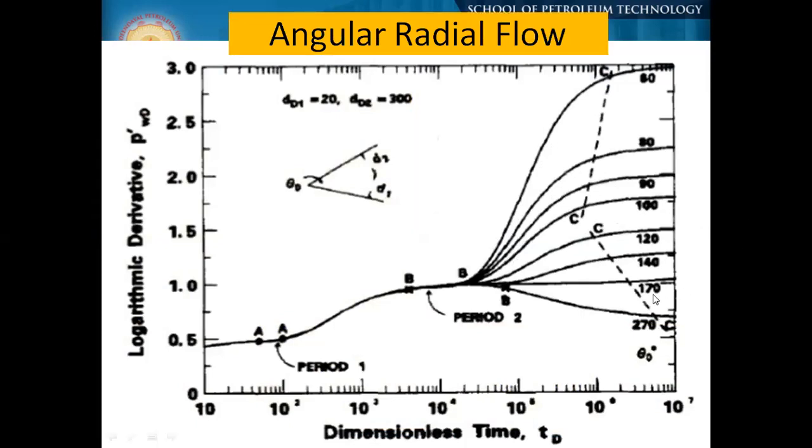You see this is 170, 270 degrees, 170, 140, 120. That means when this theta angle is getting smaller and smaller, you are getting a steeper slope on your graph. So these are some of the important pieces of information which help you understand what is happening in your flow behavior.